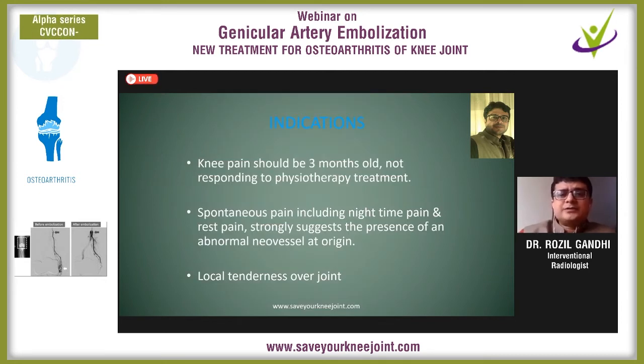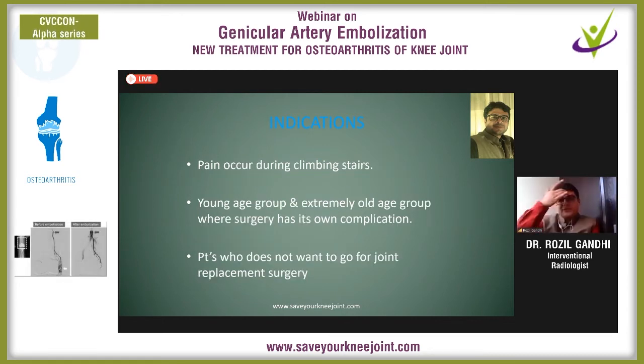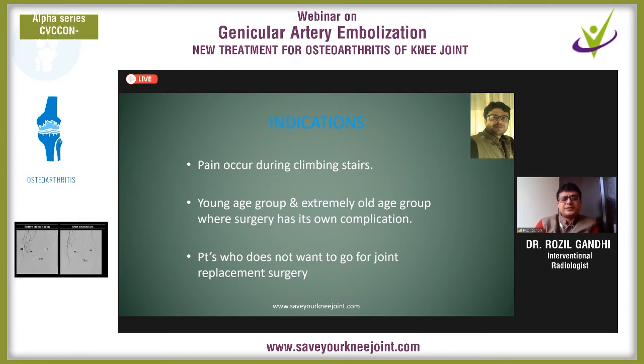Indications already mentioned by Dr. Mohal. Knee pain should be chronic, more than 3 months old. Medical management has failed. There is spontaneous rest pain, local tenderness, pain during climbing. Patient is in young age group or an extremely old age group where TKR is not indicated, where there is a complication. Patient who doesn't want joint replacement surgery. Patient with joint replacement surgery still having pain.